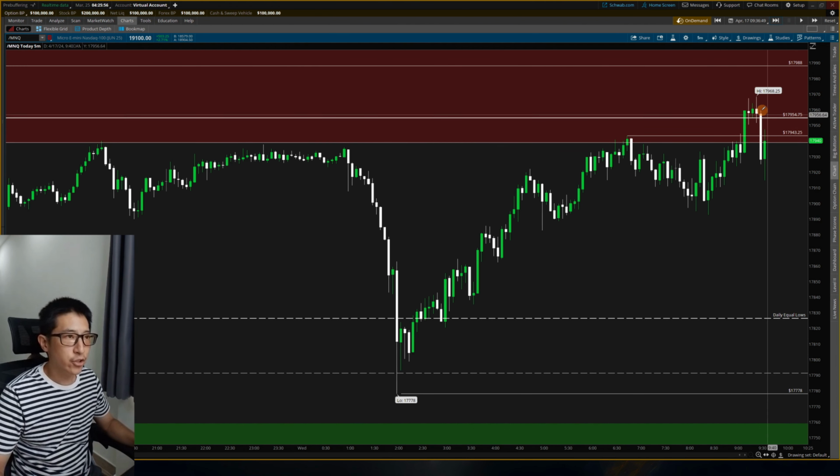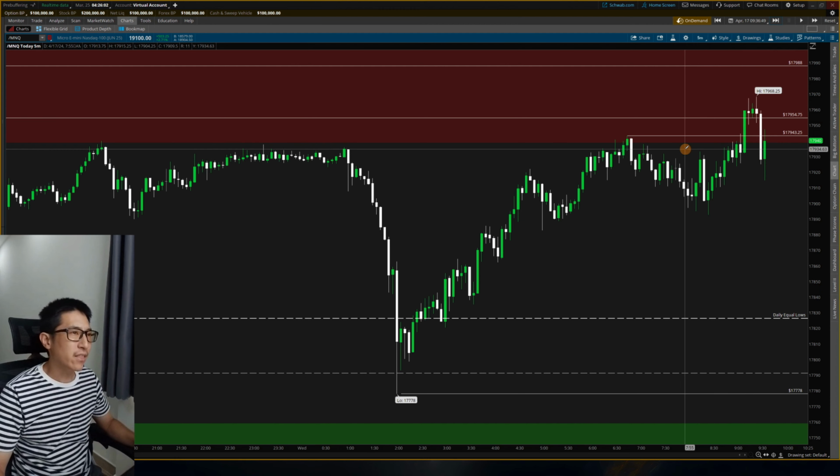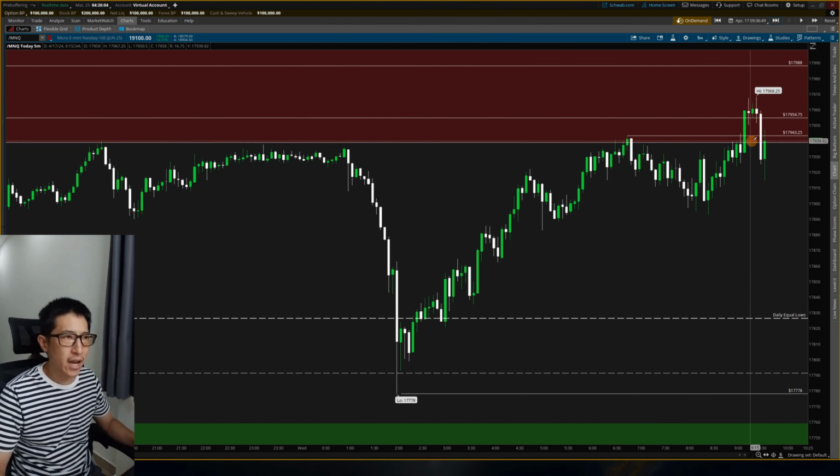Okay, and at the 9:30 bell, we can see that we didn't get that wick up. So I mean, we can still do that. But I think I want to take a shot here at this first fair value gap if it forms.